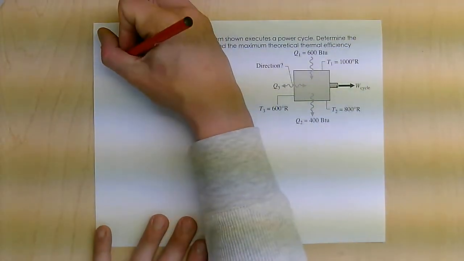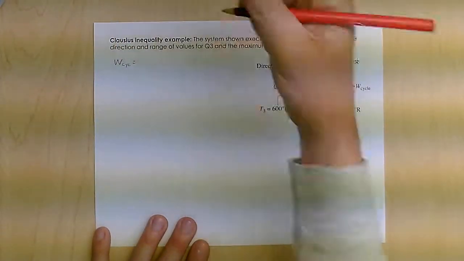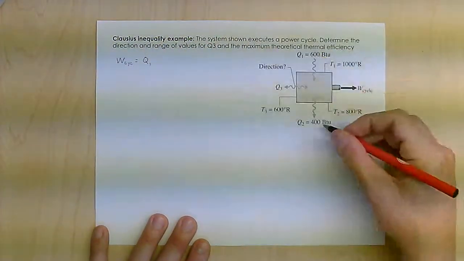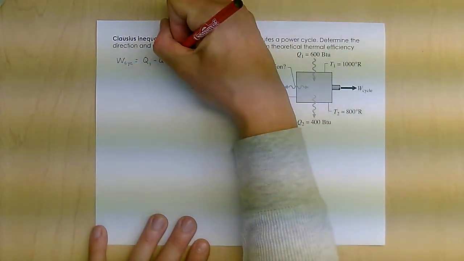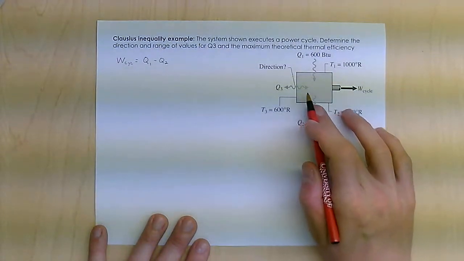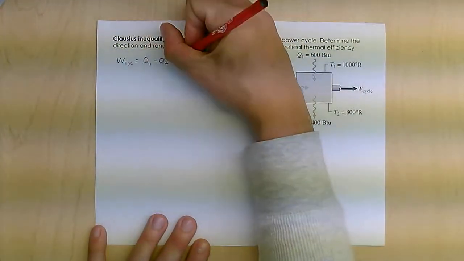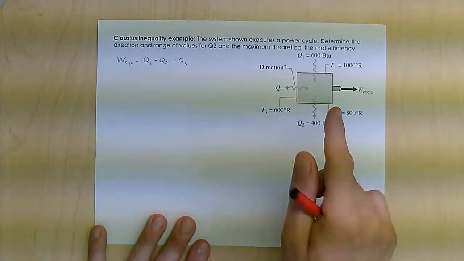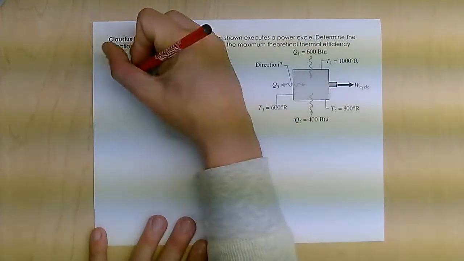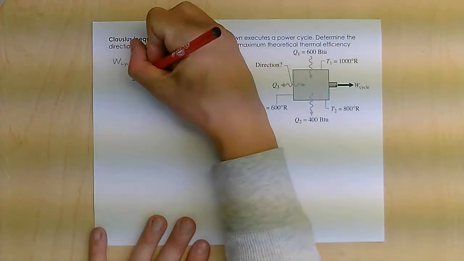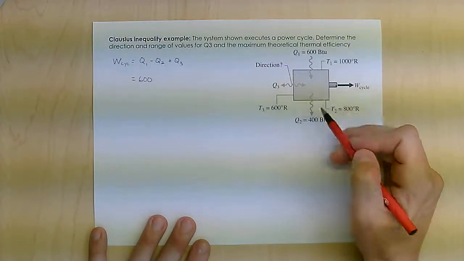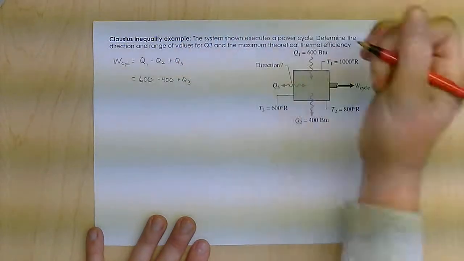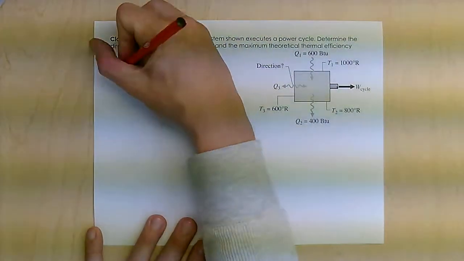So we're going to start with the first law, which states that basically the work of the cycle equals Q of the cycle, where Q of the cycle is Q1, which is in, minus Q2, because that one's out. And then I've got Q3. I don't know, I'll just assume it's positive. If I get a negative answer, then I know it's negative. So I'll assume it's in. If I get negative, then it's out, okay? So plugging these values in, I have 600 Q1 minus 400 Q2 plus Q3.